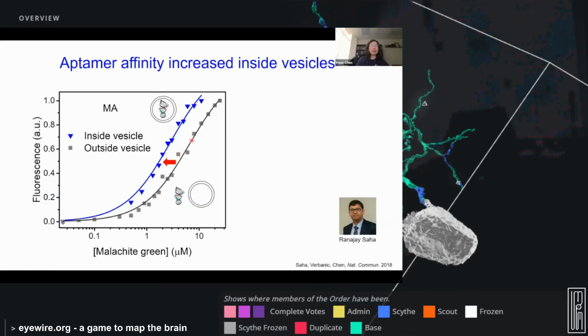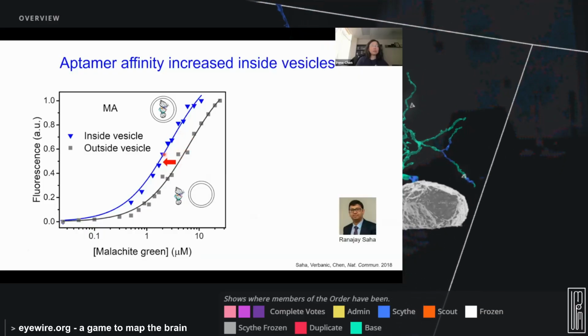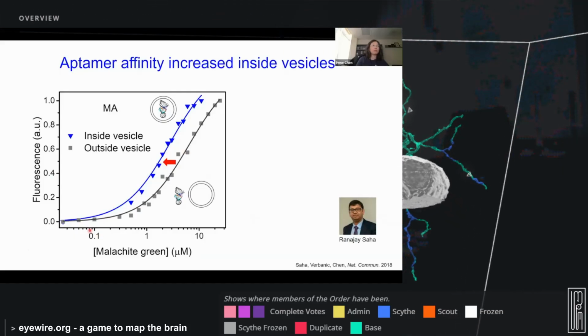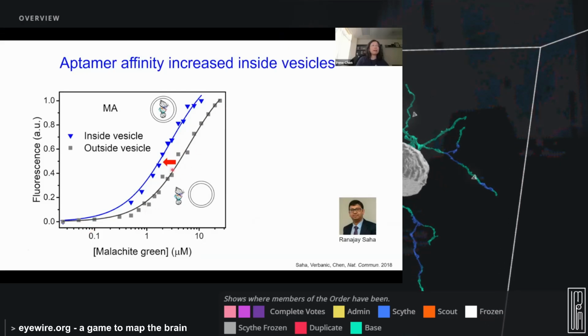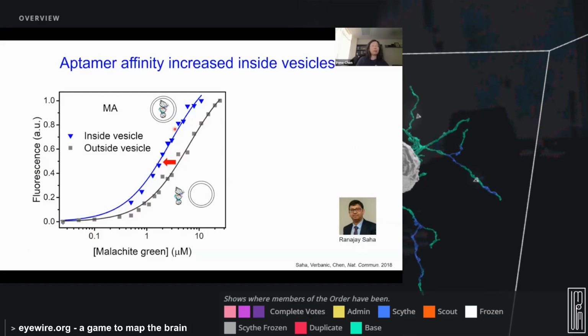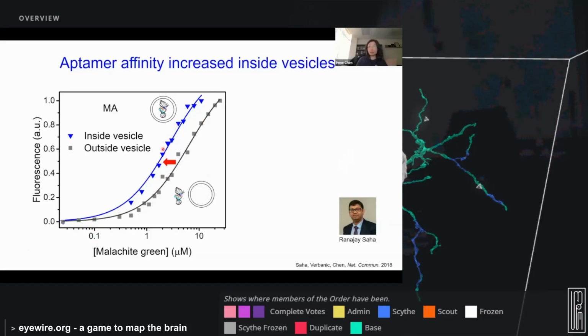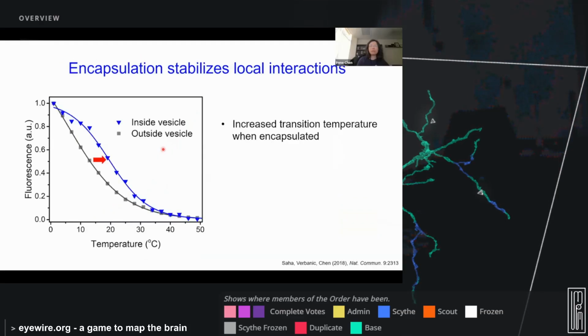There is a significant, although not incredibly large, shift in the binding curve for the malachite green aptamer. Outside the vesicle, you get this binding curve in gray, and then it shifts to the left in blue. That indicates a greater activity of the aptamer inside the vesicles.